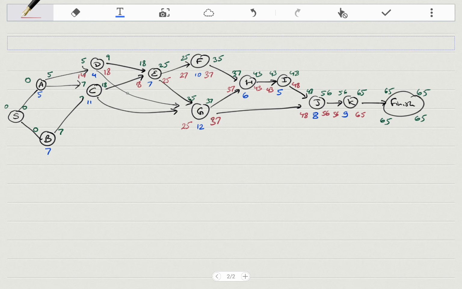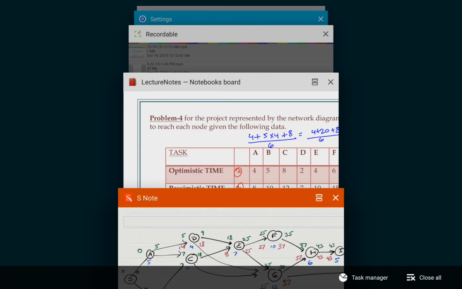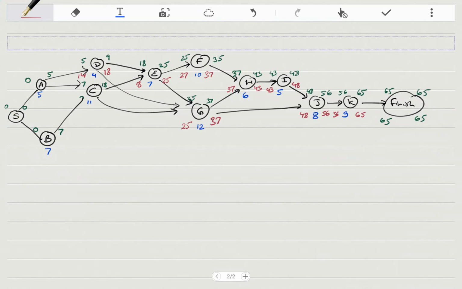C has two successors, E and Z, and you take the minimum, that is 18. 18 minus 11 is 7. Okay, now B has only one successor, so you just take this 7 here, this is 0. A has two successors, 7 and 14, you have to take 7, so 2.